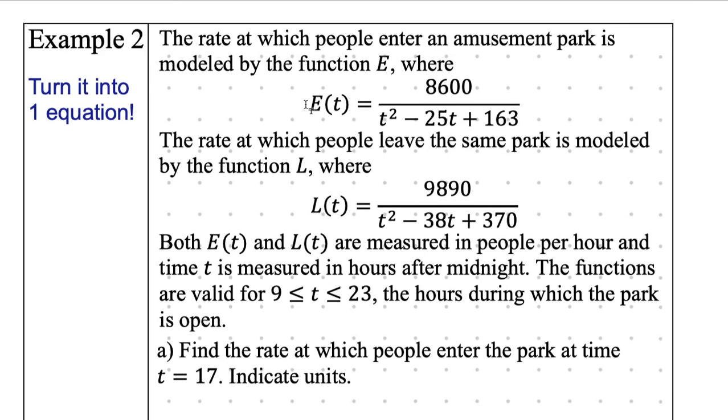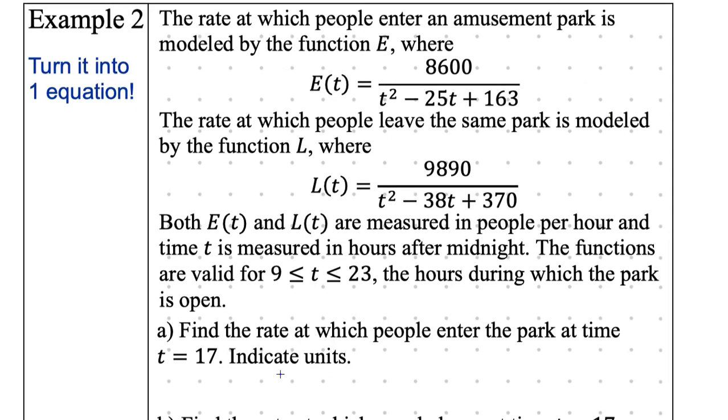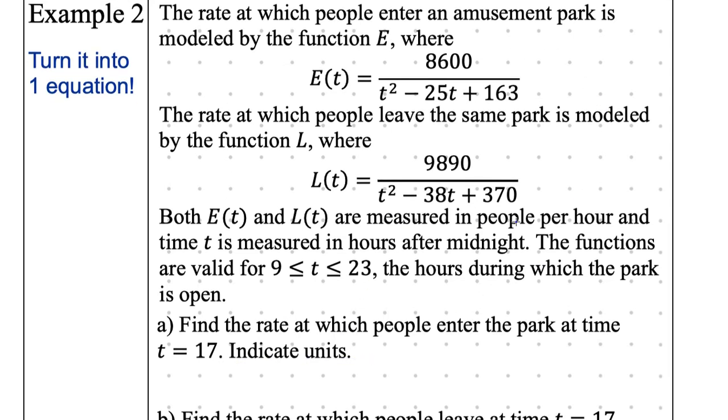Okay, so we're talking about an amusement park. People entering this equation, people leaving this equation. Both are measured, and let's underline our units because we're going to have to indicate units for part A. So they are measured in people per hour.